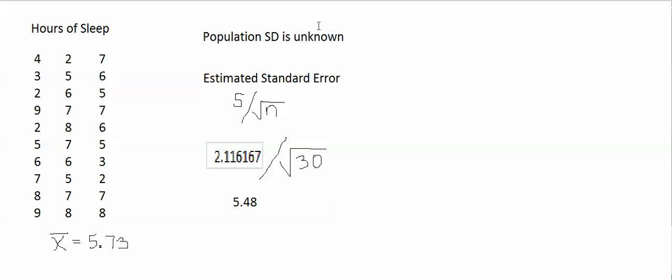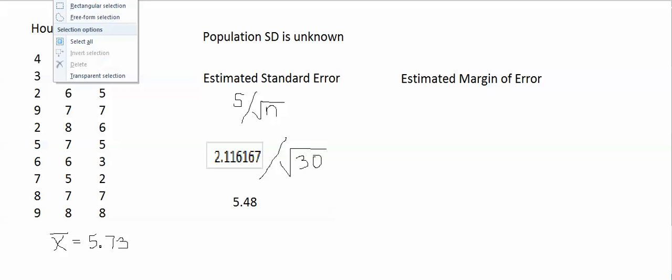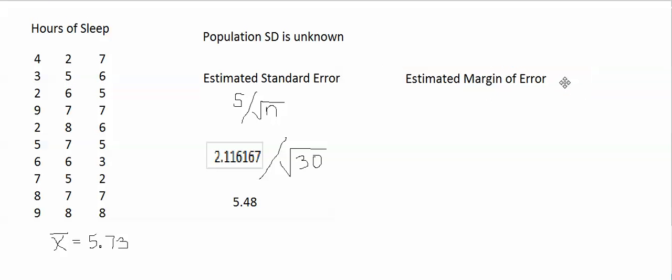Now let's calculate something called the estimated margin of error. When the population standard deviation is unknown, the margin of error has to be estimated, just like how the standard error has to be estimated. And remember that the formula for the margin of error is multiplying a value called the confidence coefficient, which comes from a table, by the standard error. The same thing is true about the estimated margin of error. You just multiply the confidence coefficient by the standard error.